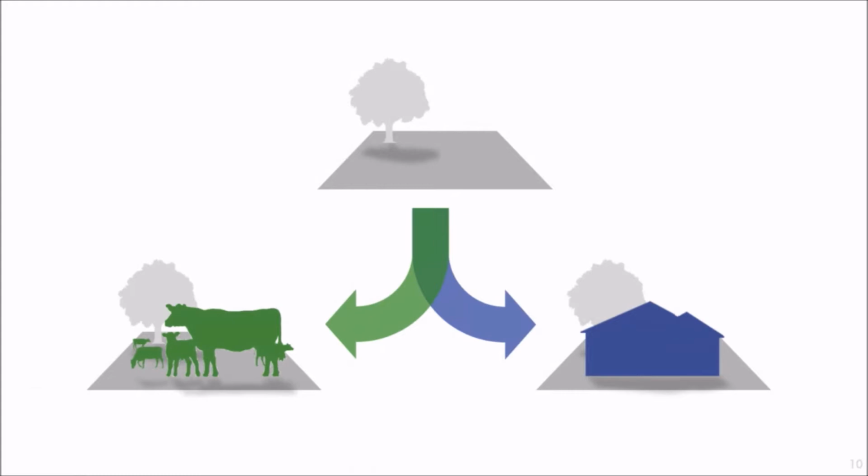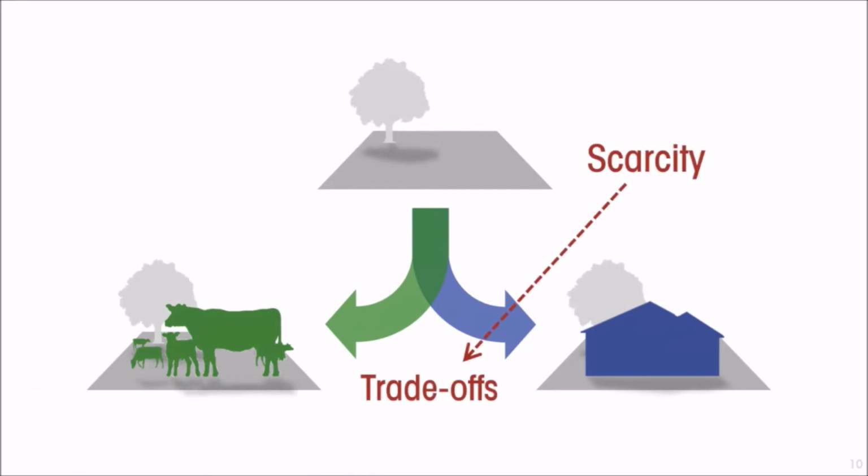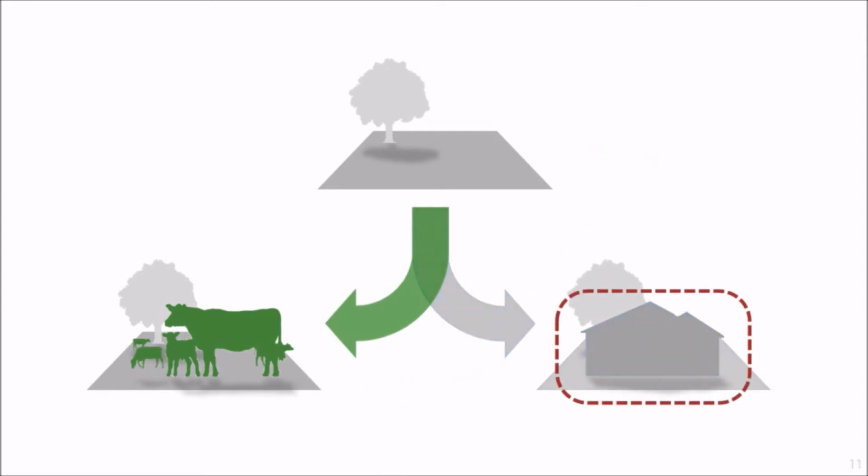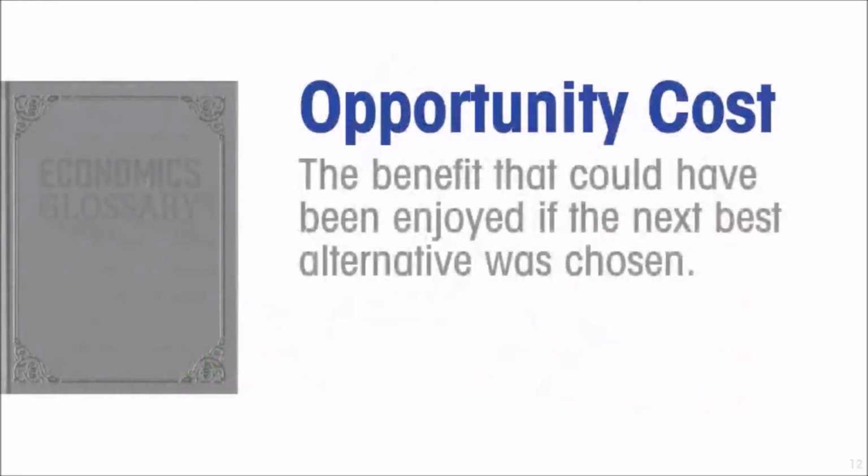The land is scarce in the economic sense of being limited. And scarcity gives rise to trade-offs. If you decide to go with the farm, then the country cottage that you would otherwise have had is called the opportunity cost of your farm. Opportunity cost is the benefit that could have been enjoyed if the next best alternative was chosen.